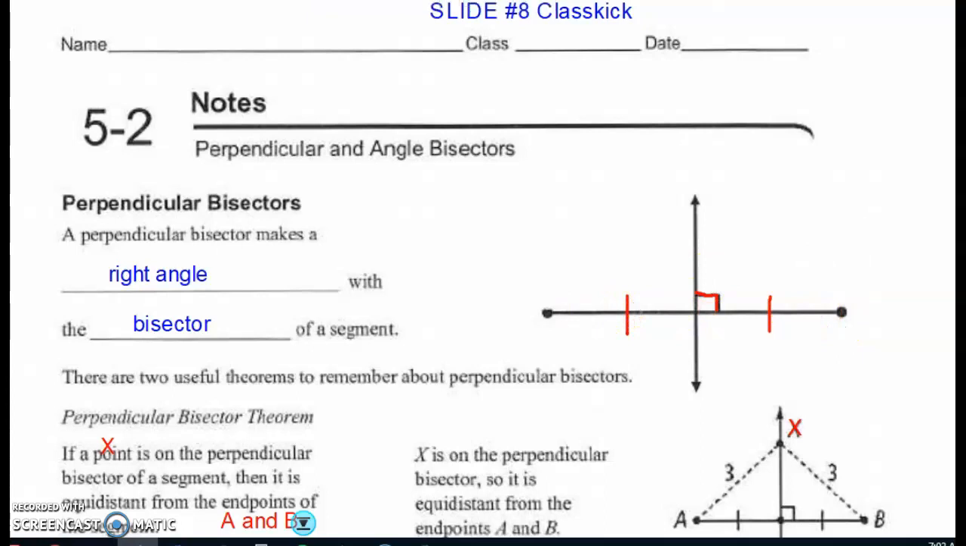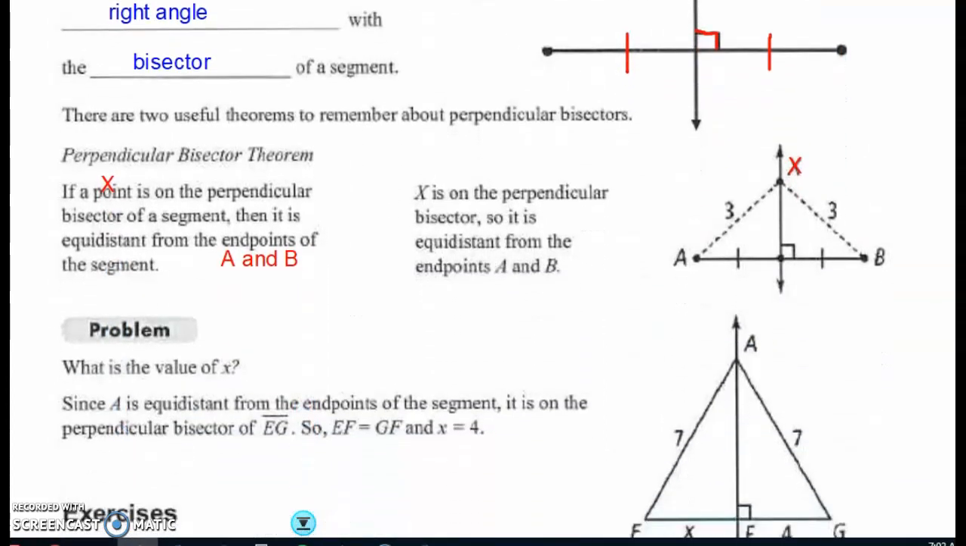So let me scroll down, we'll look at that theorem. So here's point X right there. If it's on the perpendicular bisector of the segment, then it is equidistant from the endpoints, which are endpoints A and B, meaning this piece and this piece are equal.